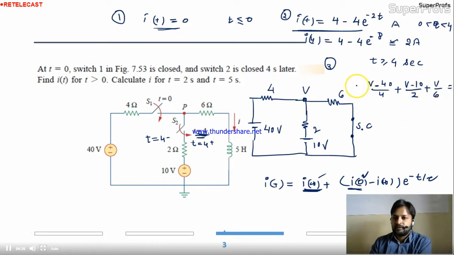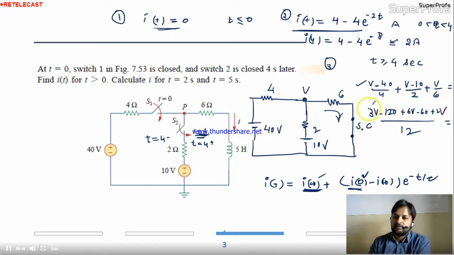Once you have the value of V naught or V, you can get the current in this. So by this equation easily I can get this. The LCM will be 12, 3V minus 120, 6V minus 60 plus 2V equal to 0. 3, 6 and 2, 11V. 11V is equal to 180.